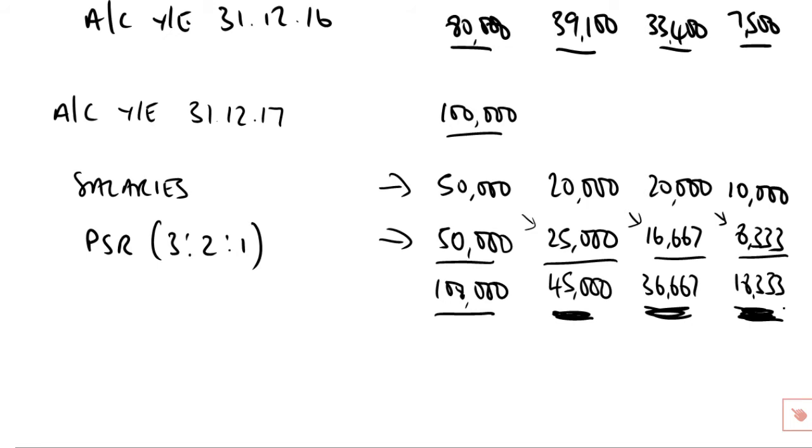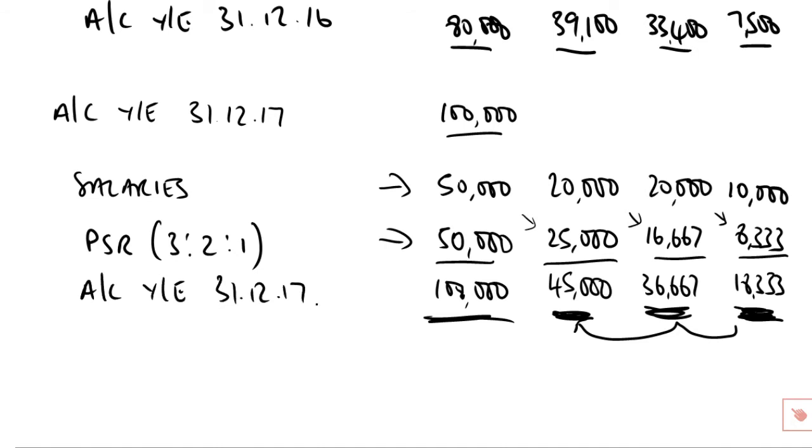Crosscast, 18,333 plus 36,667 plus 45,000 there. Hopefully those three figures, I think yes, will come to £100,000. So you now know how it is that the tax adjusted profit of the year ended December 17 will be divided: 45,000, 36,667 and 18,333.